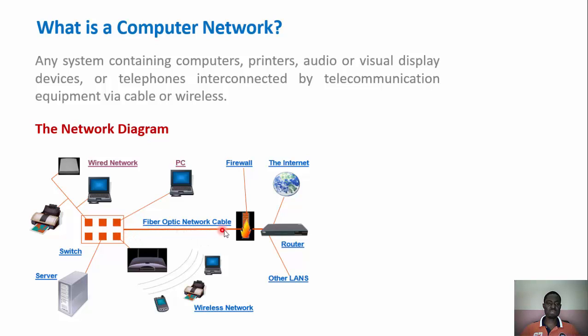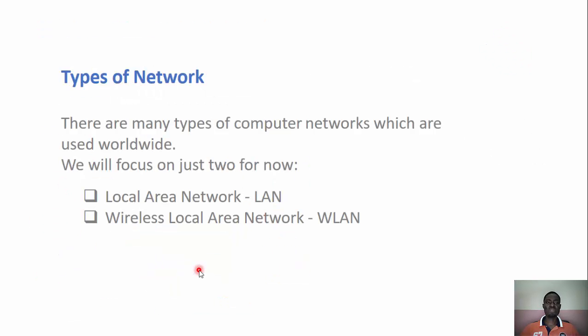Then you can also use fiber optic cable, network cable, to connect to some other devices, routers, the internet, other local area networks. Then you also have a device here that is wireless that can now convert your network from a wired network to a wireless network. We are going to be looking at all of that in a few minutes ahead.